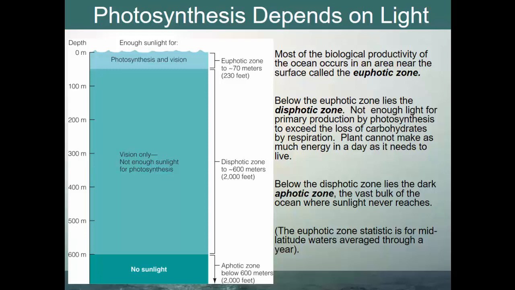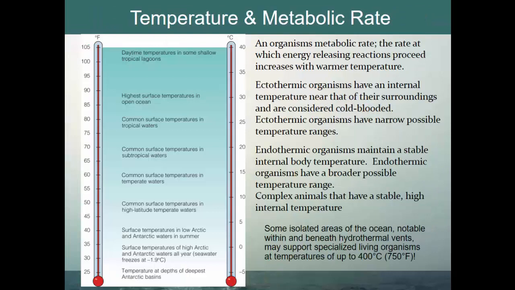And below the dysphotic zone, you're going to have the aphotic zone, which is the vast bulk of the ocean where sunlight never reaches. So the euphotic zone statistic is for mid-latitude water average throughout the year. What they're showing you there, 70 meters or thereabouts. So that euphotic zone is going to be where you have most of your light, and that's where you have photosynthesis and vision.